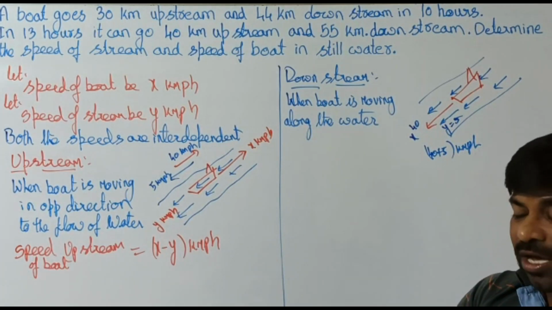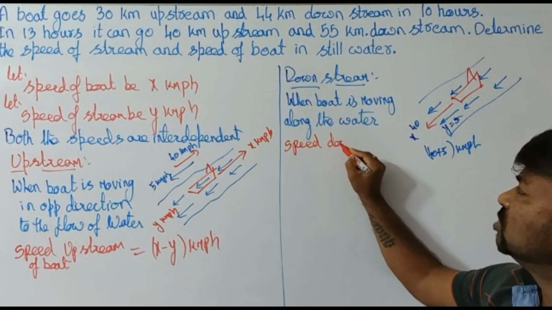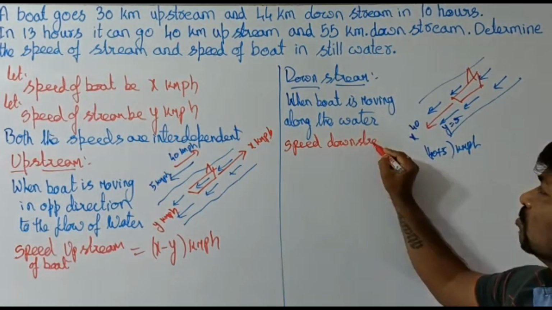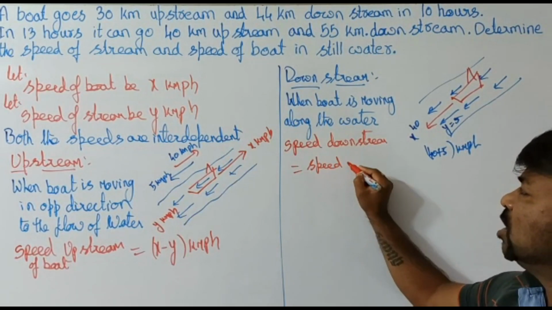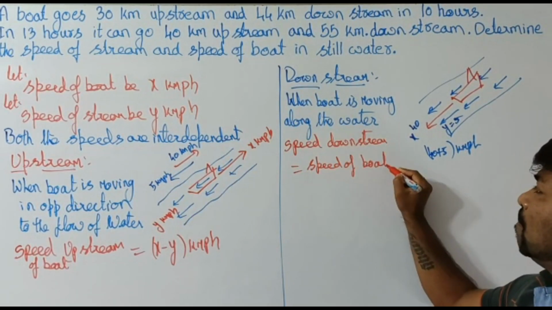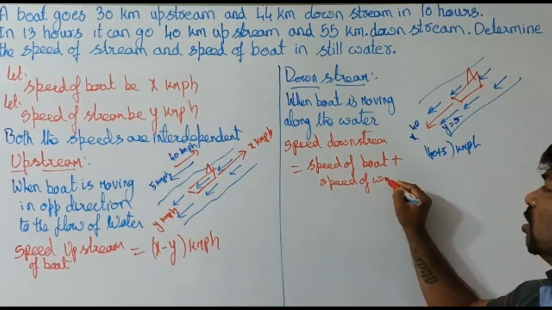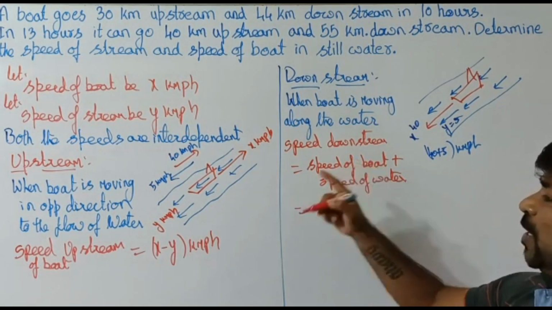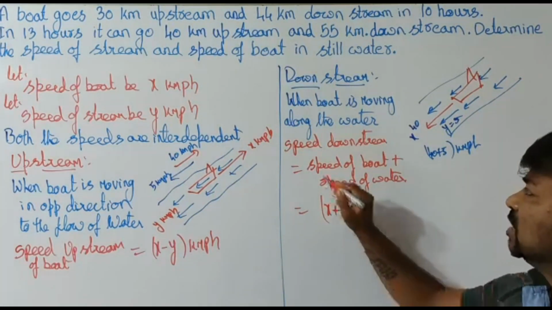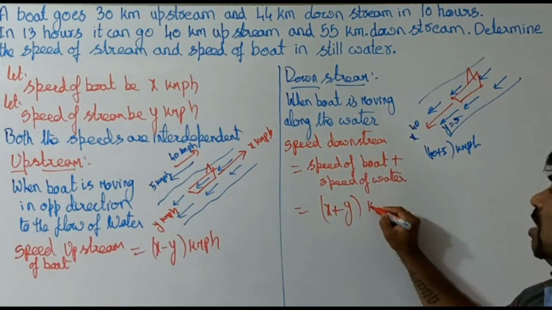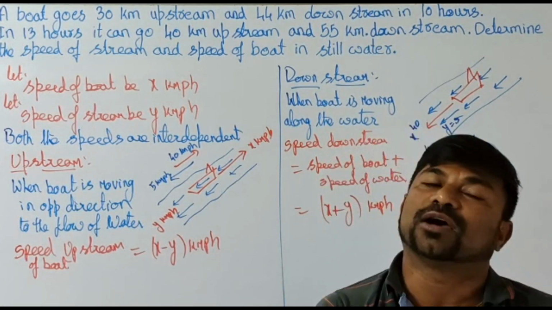Now let's go with the formula. Speed downstream, what does it become? Speed of boat plus speed of water. Both come together. The speed of the boat we call x, and the speed of the water y. So speed downstream will be x plus y kilometers per hour. This is the beautiful concept you have to remember.